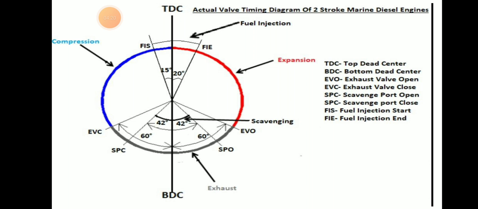So here is the actual valve timing diagram of a 2-stroke engine. The fuel injection will start 15 degrees before TDC, and it will end 20 degrees after TDC. In the case of scavenging, the scavenge port opens 42 degrees before BDC and closes 40 degrees after BDC. The exhaust valve opens 60 degrees before BDC and closes 60 degrees after the BDC. This is what happens in the actual valve timing diagram of a 2-stroke marine diesel engine.